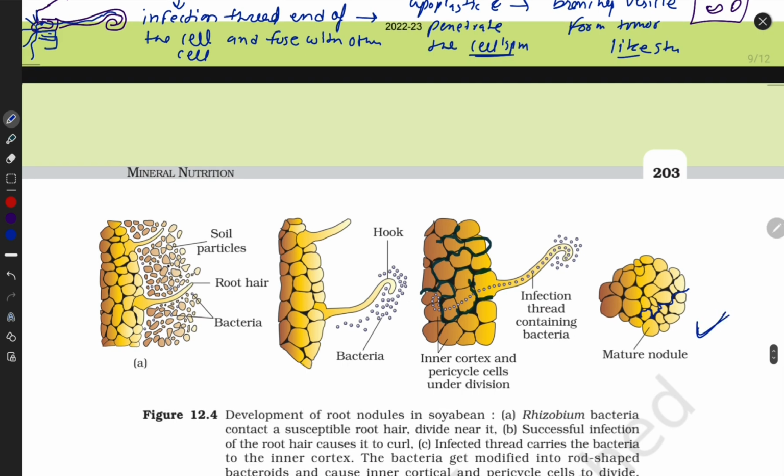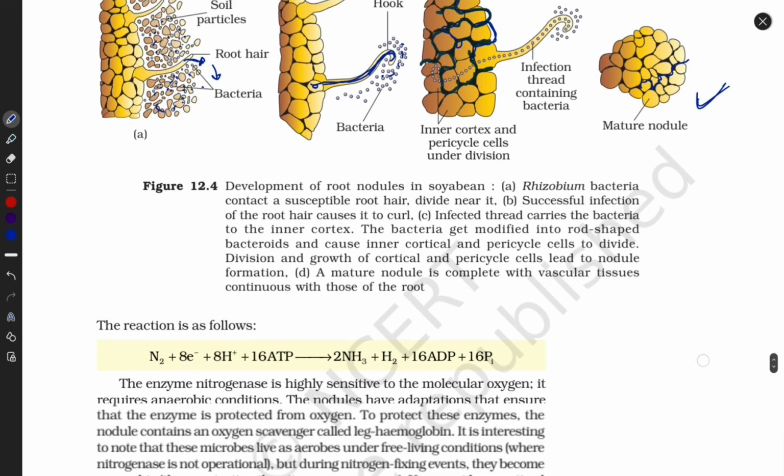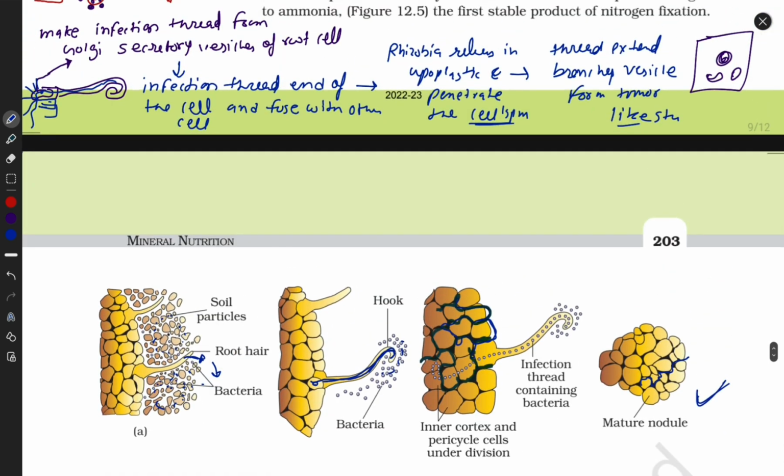Look here. Firstly, there are soil particles and lots of bacteria. Root hair releases some flavonoid, so bacteria can sense this and reach toward the root hairs. They make a curl of the root hair. After curling of the root hair, they enter the root hair and make an infection thread, and this infection thread circulates all over the plant in the roots. And they make a nodule, a tumor. So this is the whole mechanism of root nodule formation, guys.